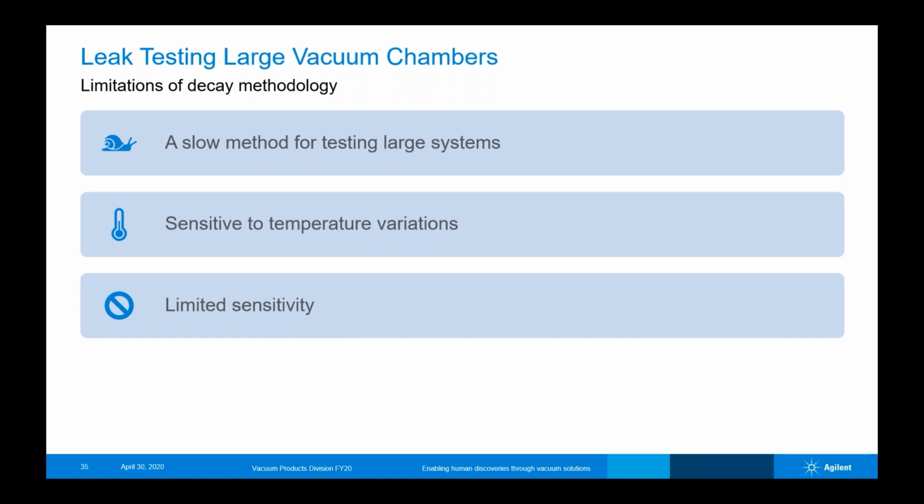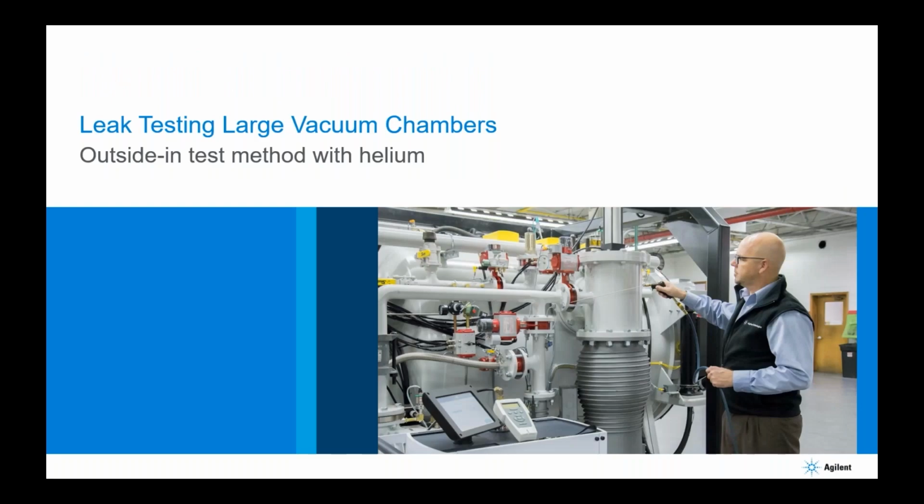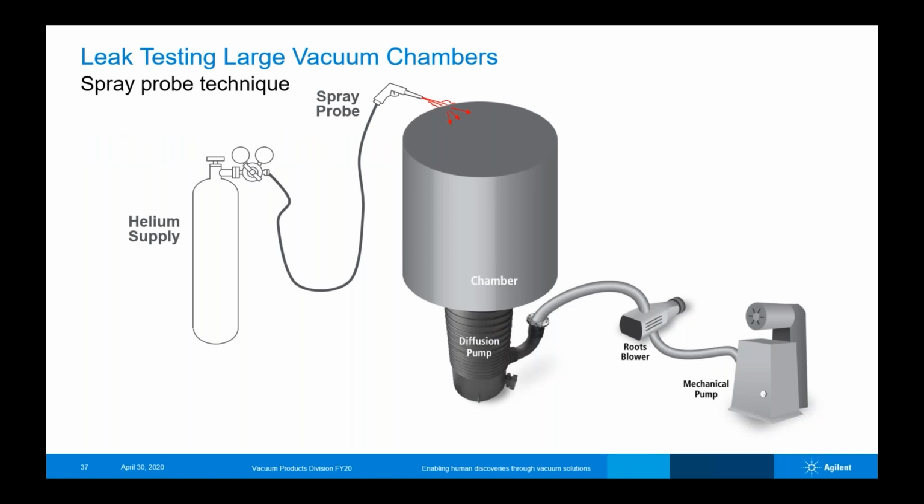We're going to have very limited sensitivity. Typically, pressure decay doesn't allow us very sensitive leak testing. And of course, the most obvious thing, it won't tell you where the leak is. You're not going to be able to pinpoint the leak. So leak testing with helium is a great way to figure out where the problems are in our vacuum system.